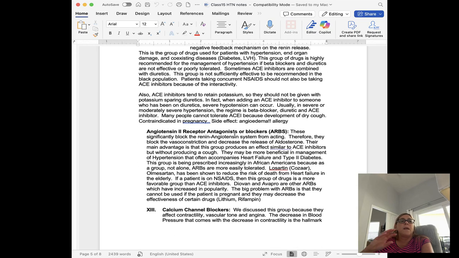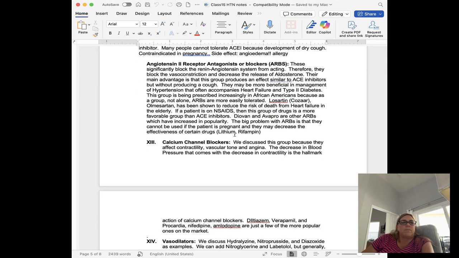Then ARBs are the angiotensin 2 receptor blockers. They're similar to the ACE inhibitors, but they work beyond it. There's a common side effect that happens with ACE inhibitors, and if that side effect becomes too problematic, then they can move to using an ARB, very similar to the ACE inhibitors.